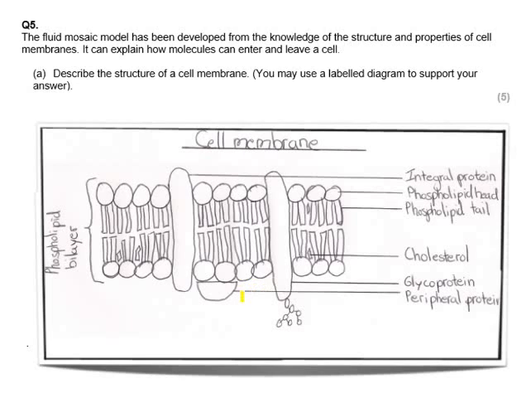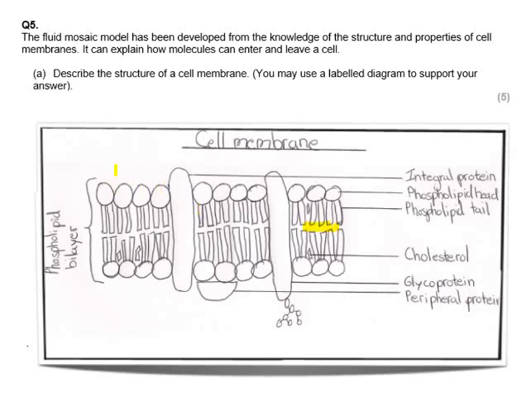They've got both peripheral or extrinsic protein and intrinsic protein. They have a glycoprotein here with a carbohydrate chain. They have got cholesterol in the correct space. If you have drawn cholesterol here in the middle, you don't get a mark.